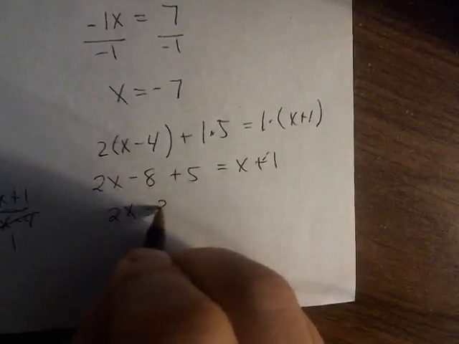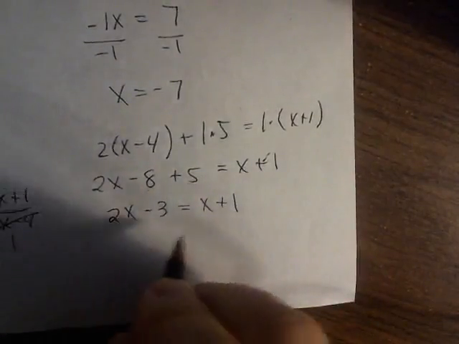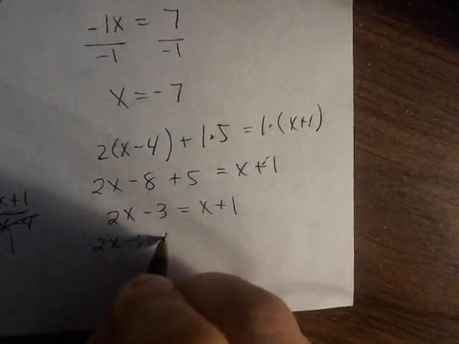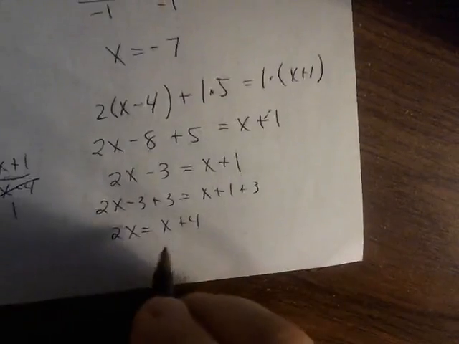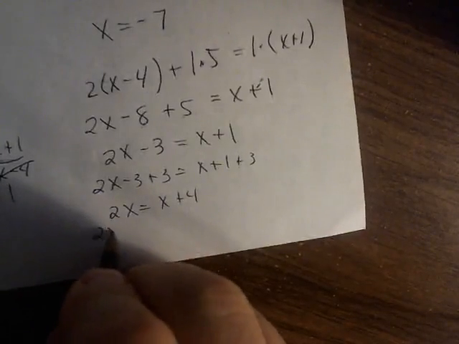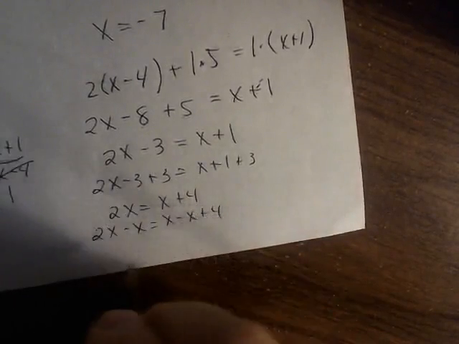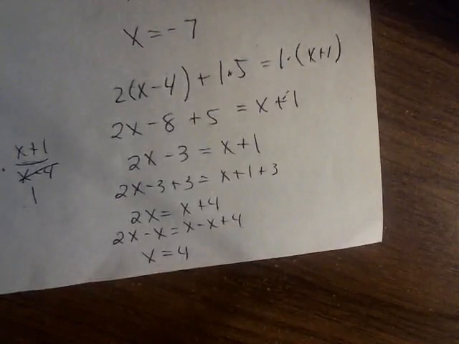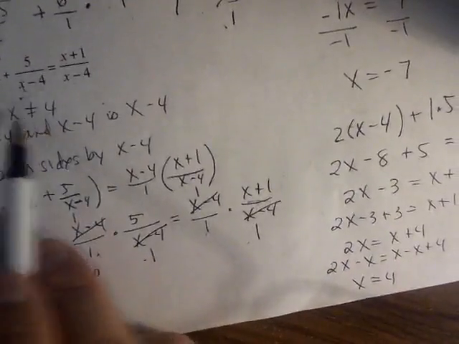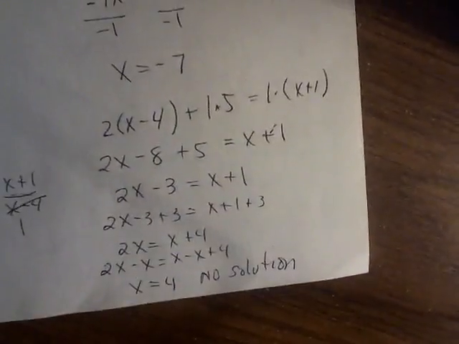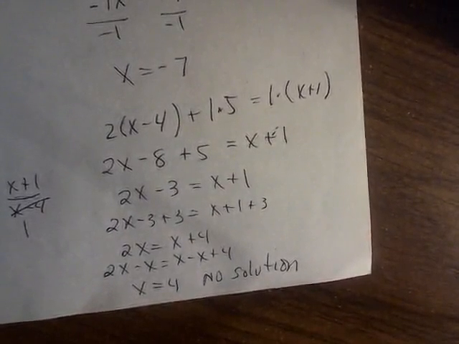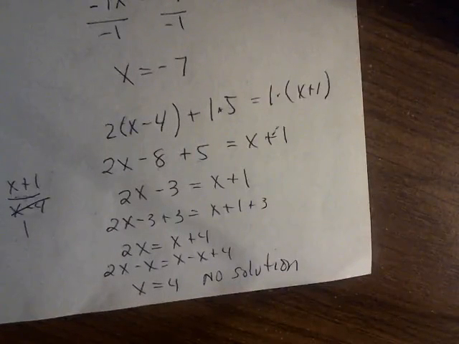Combine like terms here. Negative 8 plus 5 is negative 3. Add 3 to both sides. Subtract a 1x, because don't forget that is a 1x. And I get x equals 4. From what we've done, we say x equals 4. But when we started this equation, we know right here, x cannot equal 4. So since we ended up with 4, we can say there is no solution.